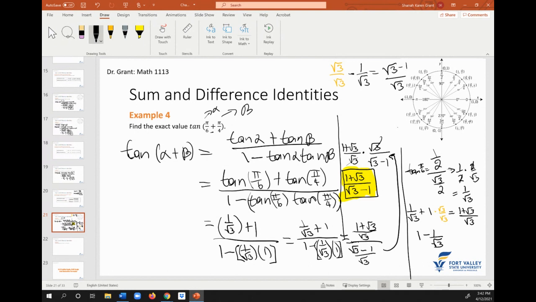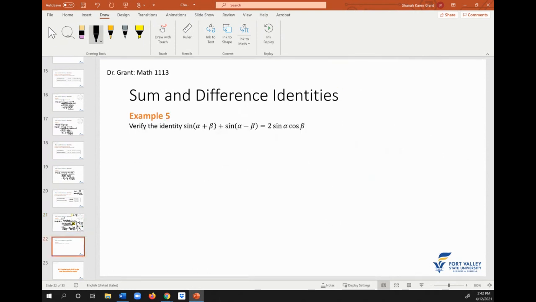Okay. All right, now sometimes you may be asked to use the sum and difference identities to verify identities, right? And we've seen that we've verified identities in the past. Okay, so let's see. We're asked to verify that sine of alpha plus beta plus sine of alpha minus beta is equal to 2 sine of alpha cosine beta. All right, so what I'm going to do is first I'm going to write what these are.